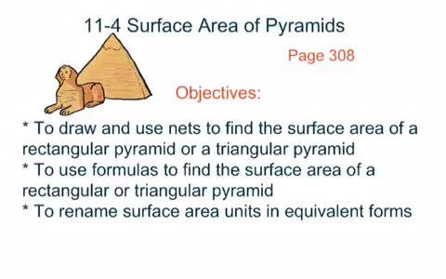Alrighty folks, today we're on 11.4 surface area of pyramids on page 304 in the Green Book. We're going to draw and use nets to find the surface area of a rectangular pyramid or a triangular pyramid, use formulas to find the surface area of a rectangular or triangular pyramid, then rename surface area units in equivalent forms.